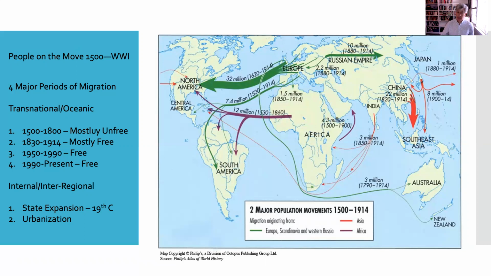Then again, between 1830 and 1914, and we think of the great waves of immigration that come to Canada and the United States in that period in particular, but also places like in South America, like Argentina. Buenos Aires becomes a huge settlement for Italians, right, and Spanish as well, and becomes the third largest Spanish-speaking city in the world.